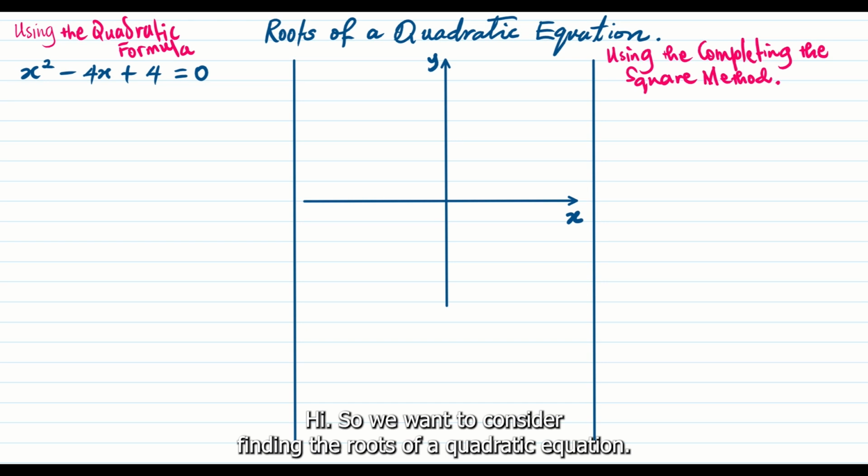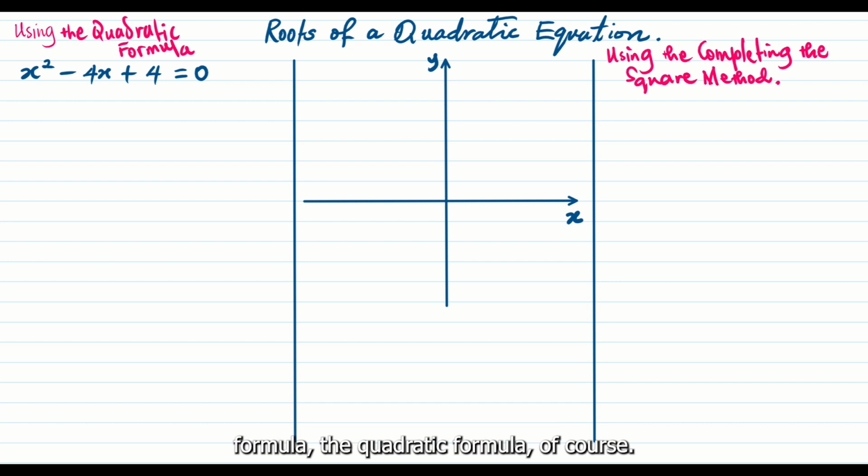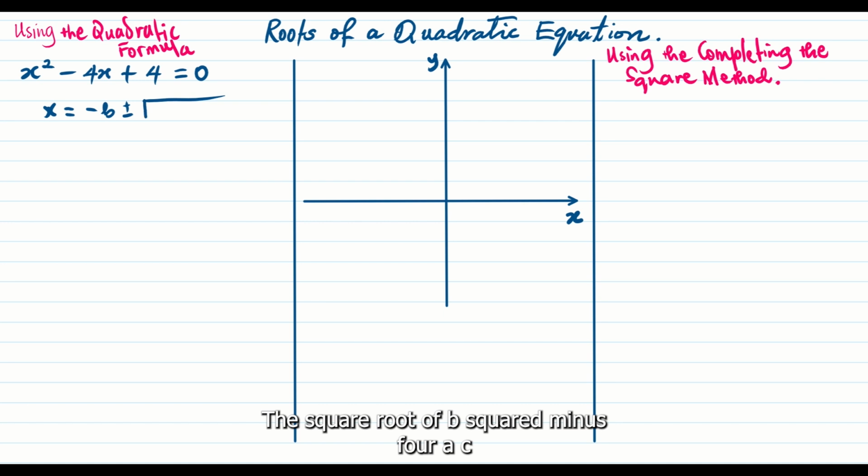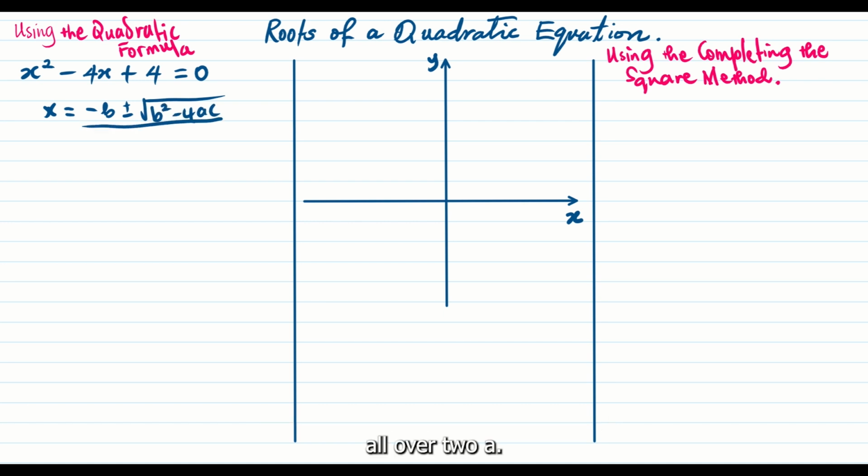Hi, so we want to consider finding the roots of a quadratic equation. For the left-hand side, we are looking at using the quadratic formula. The quadratic formula, of course, looks like this: x equals minus b plus or minus the square root of b squared minus 4ac, all over 2a.